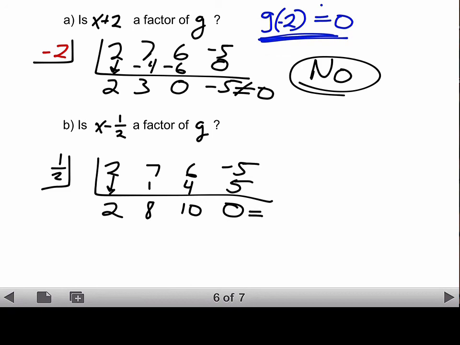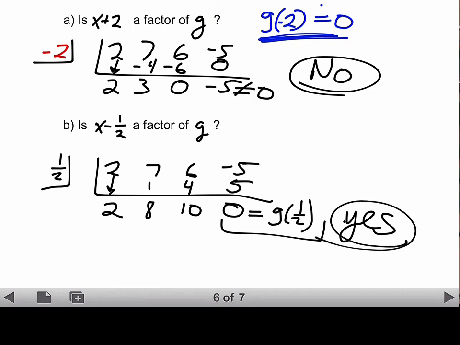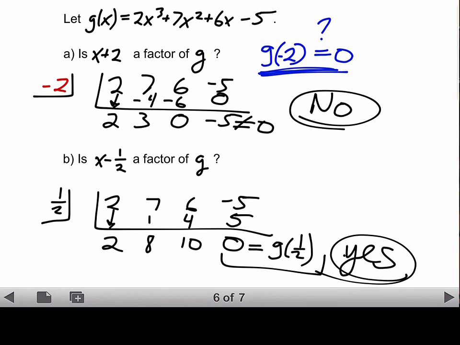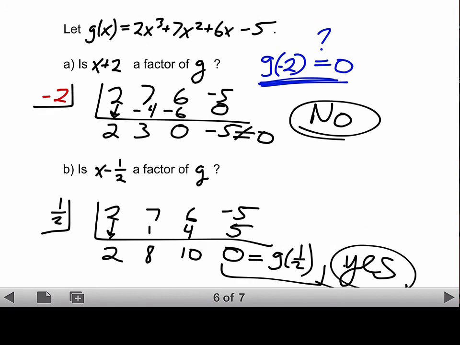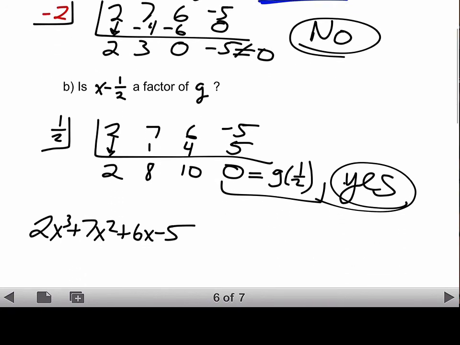The remainder theorem tells us that's what happens when I put 1/2 into g. The factor theorem says that I have found a factor because this evaluates to be 0. So the answer is yes. We can further explore. The original polynomial was 2x cubed plus 7x squared plus 6x minus 5. I have that written down here.